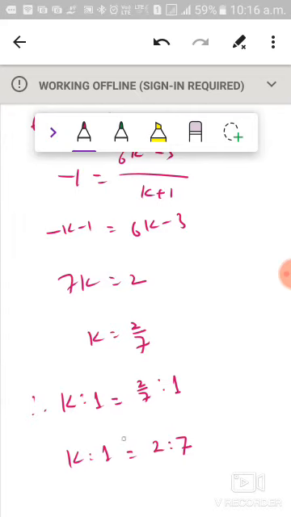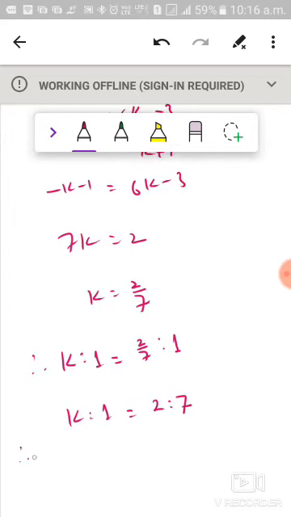So therefore the required ratio is 2 is to 7.